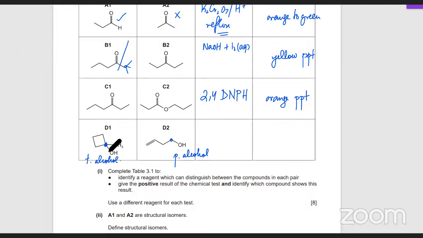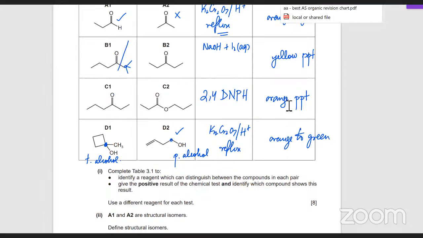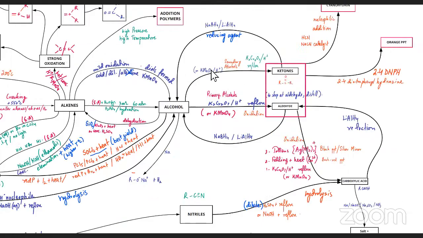Tertiary alcohols का ये कि they don't get oxidized. So primary alcohols are going to get oxidized, K2Cr2O7, acidified, reflux. The observation will be orange to green. But only the primary alcohols get oxidized. Primary or secondary oxidize होते हैं. Primary alcohols, they turn into aldehydes, carboxylic acid. Secondary alcohols, they turn into ketones. Tertiary oxidation, it doesn't happen.